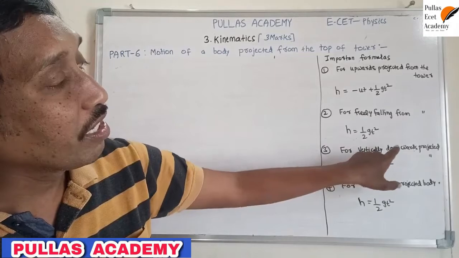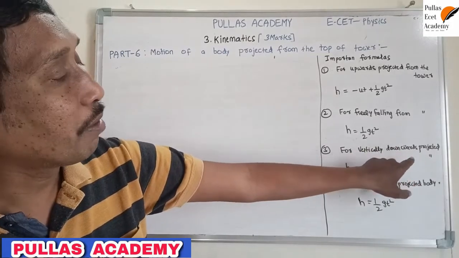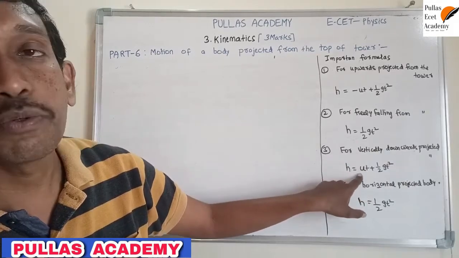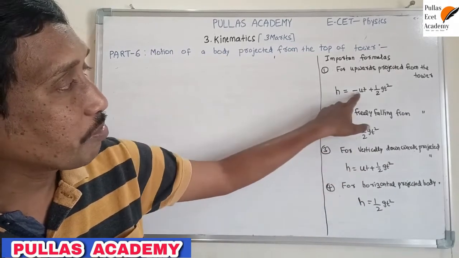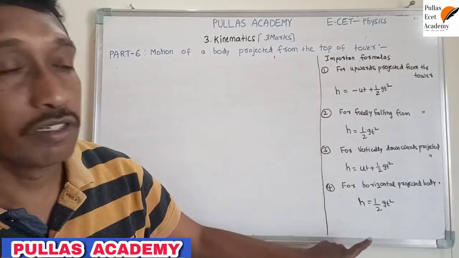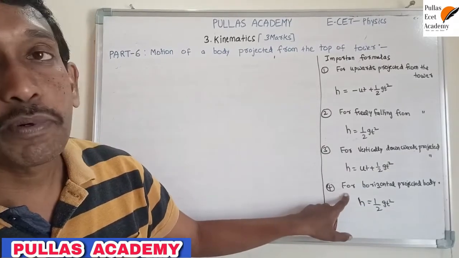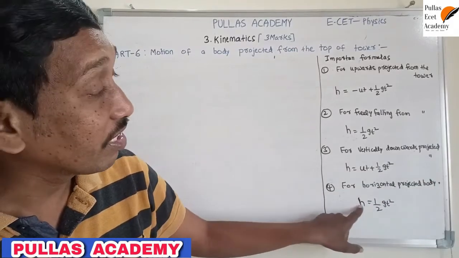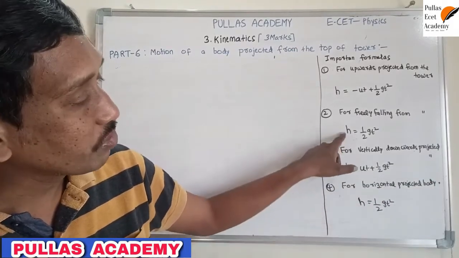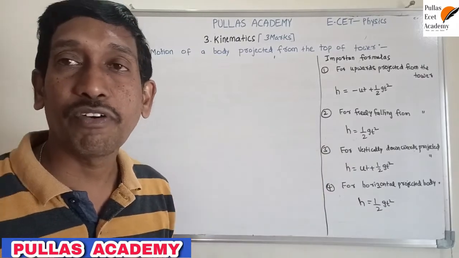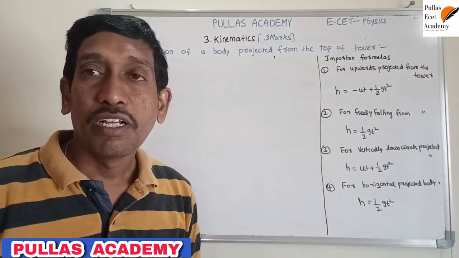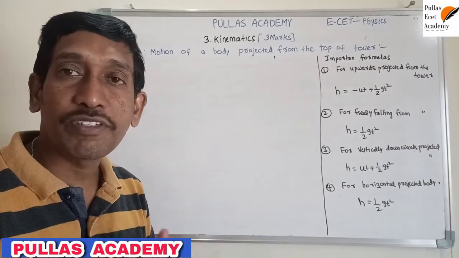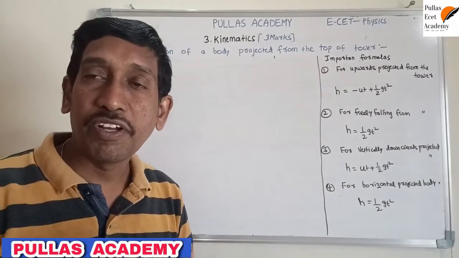For a vertically downwards projected body from the top of the tower, if it is projected downwards with some velocity, use this formula, with a small difference, minus and plus here. Next, from the same top of the tower, if a body is horizontally projected with some velocity, then also half gt square. In these two cases, the height of the tower formula is the same. These are all the important formulas. You have to focus on these formulas. If you know them, you can attempt any question very easily.